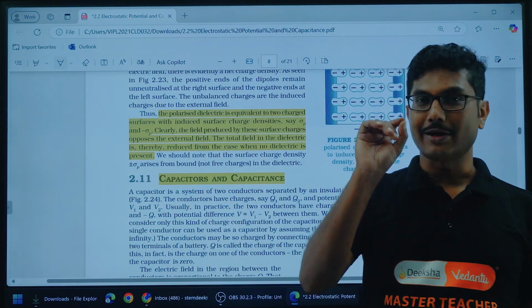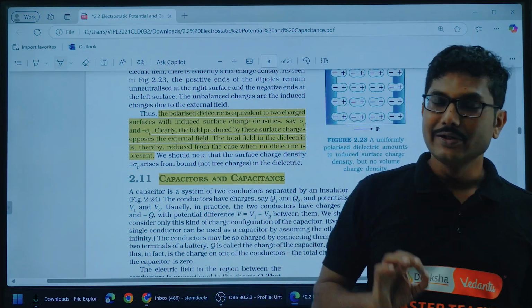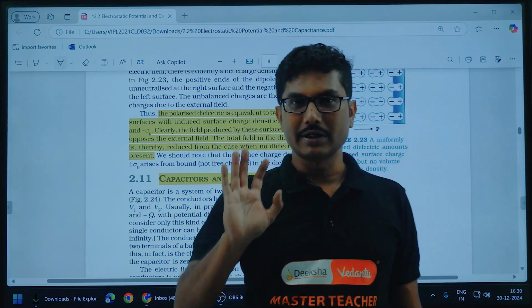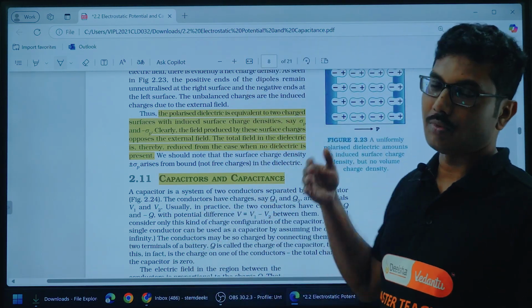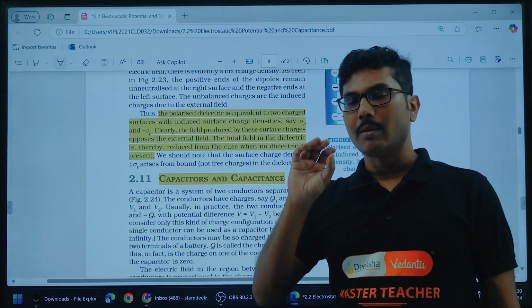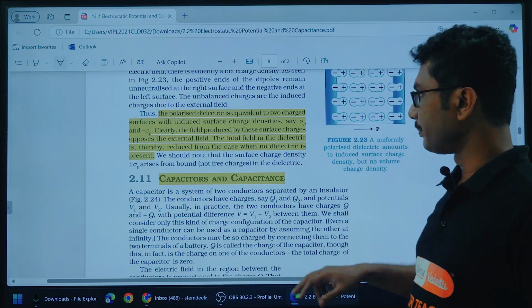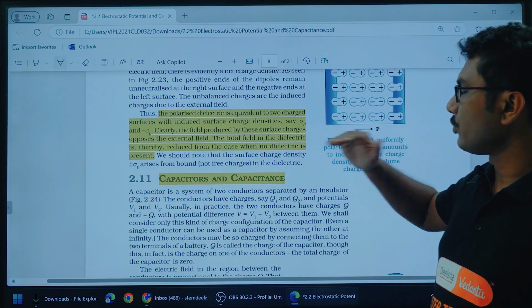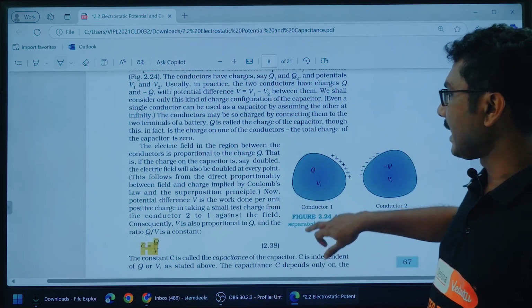So, you have to choose the correct option: that the electric field reduces slightly, or reduces, only reduces. Slightly or more, that we do not know; it is based on the property of the dielectric. It can be more, it can be less, but obviously it will reduce. Now, next part, the most important: capacitors and capacitance.